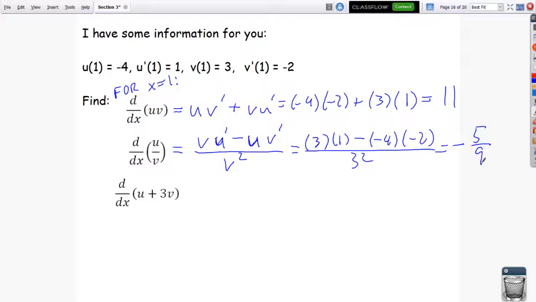ninths for that one. And what I consider to be the easiest one, u prime plus 3 v prime, is just going to be u prime was 1 plus 3 times v prime, -2. 1 minus 6 gives me -5. -5. Right.